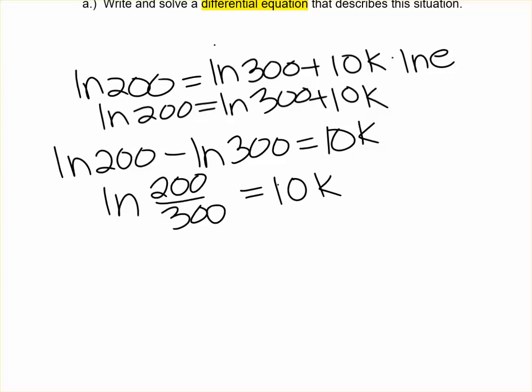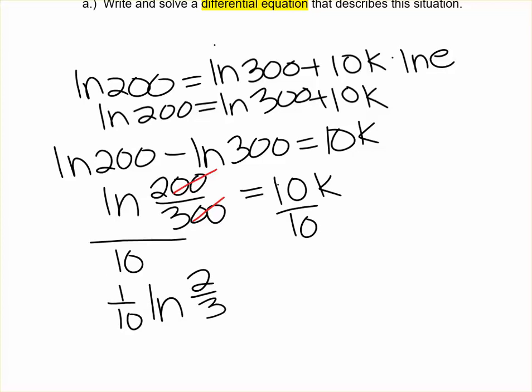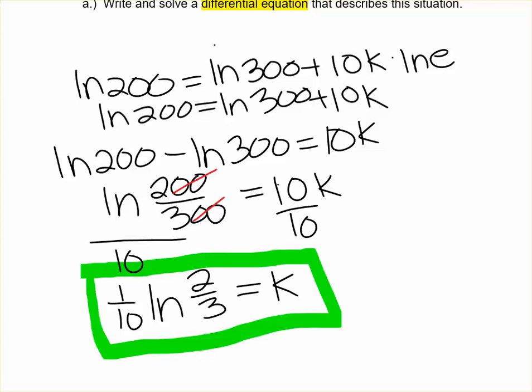Okay, we want to solve for k, so we're just going to divide both sides by 10. And I'm also going to simplify down here. 200 divided by 300 is 2/3. So we have 1/10 times the natural log of 2/3 is equal to k. And now we are finally almost done.